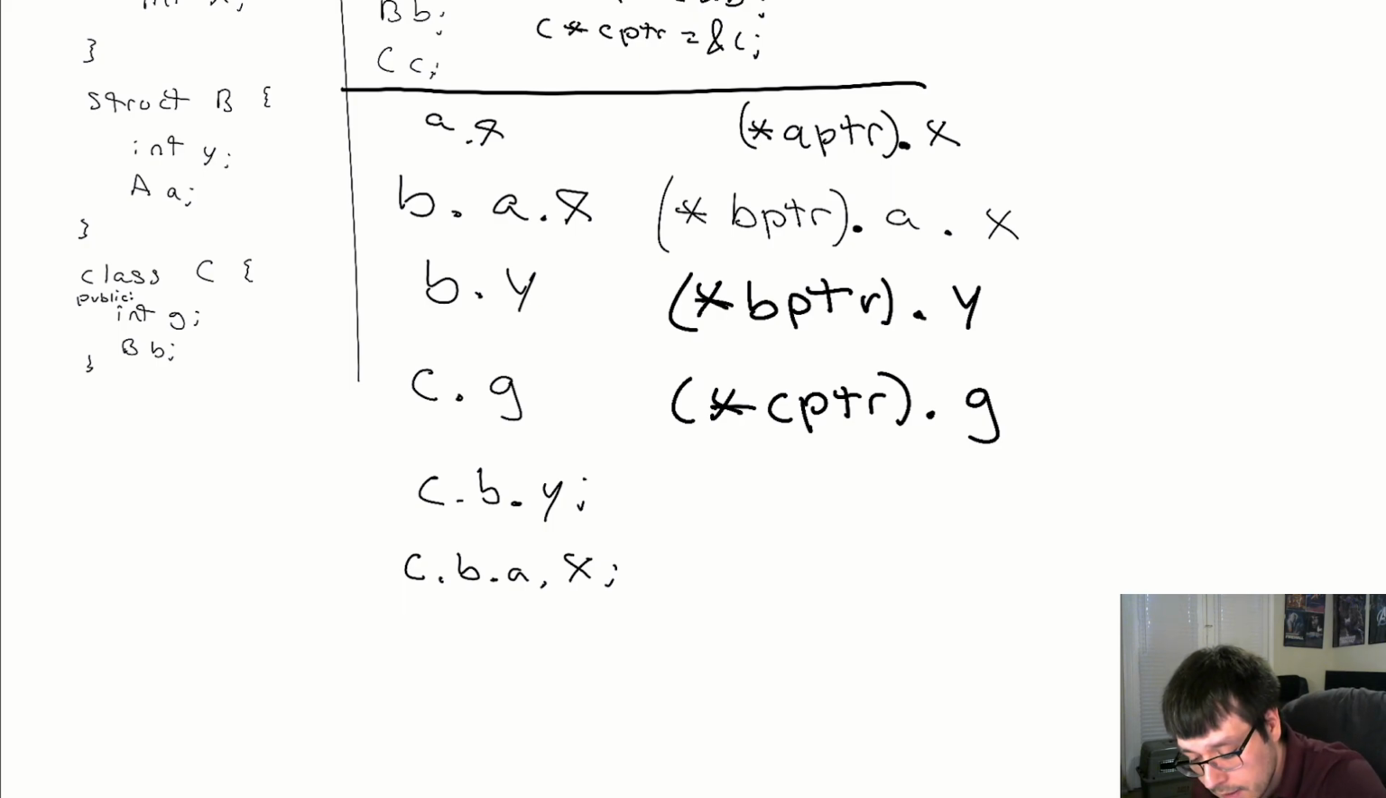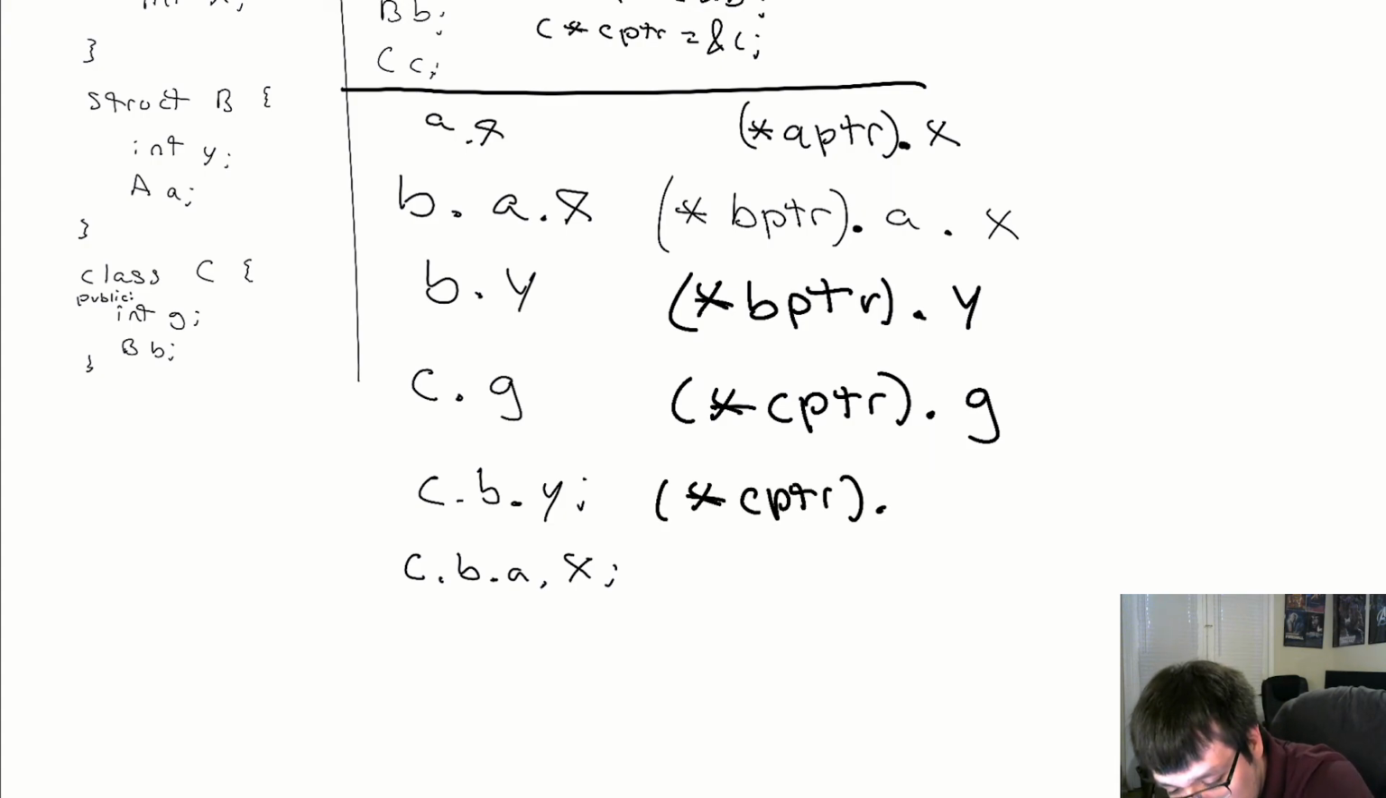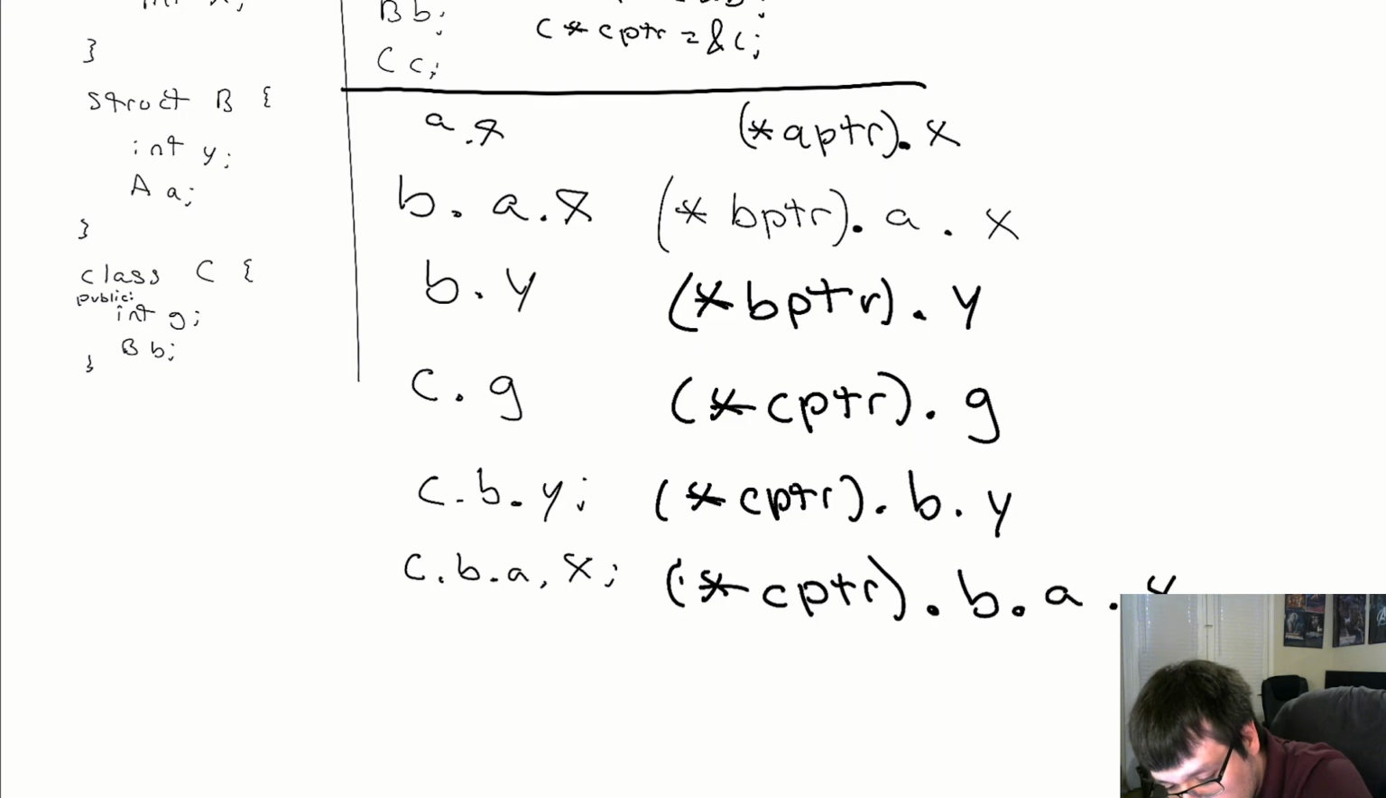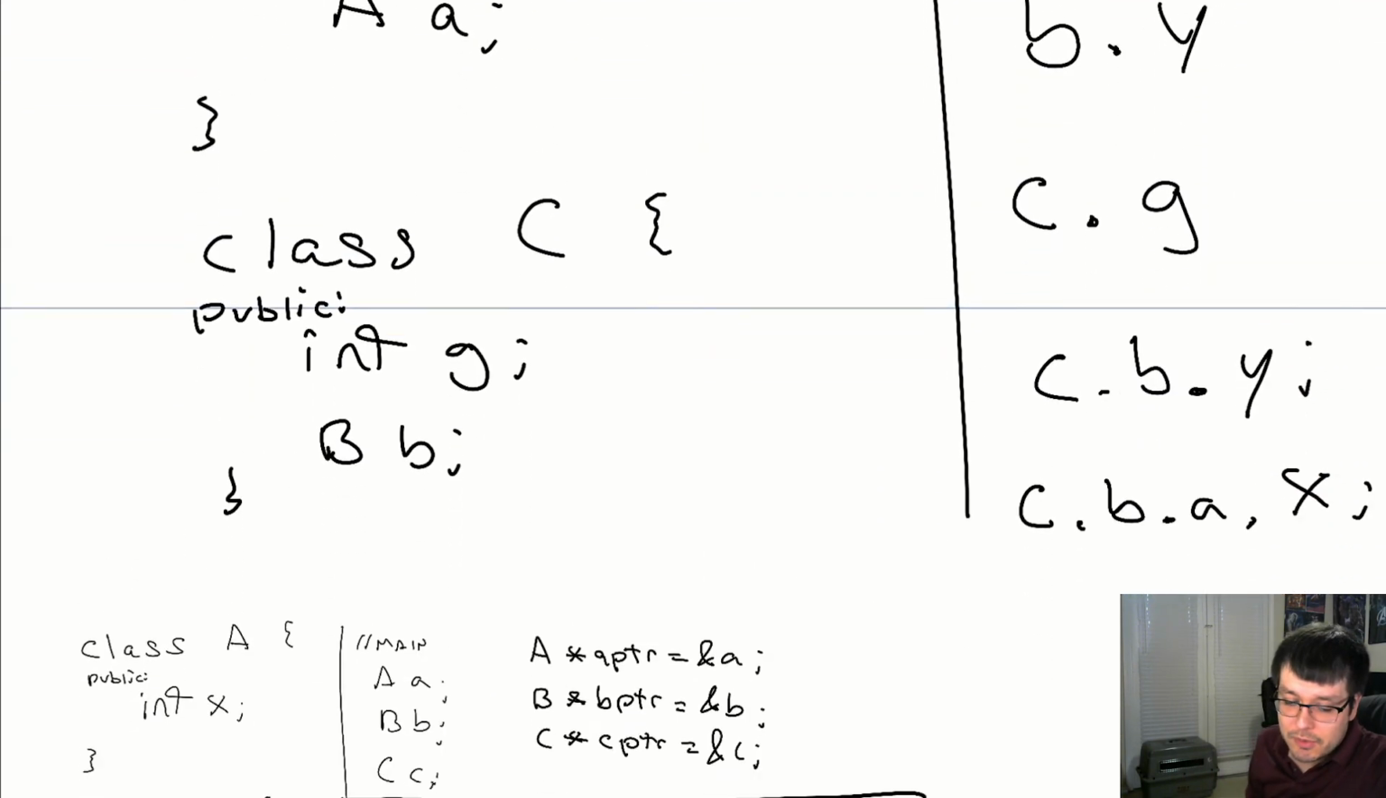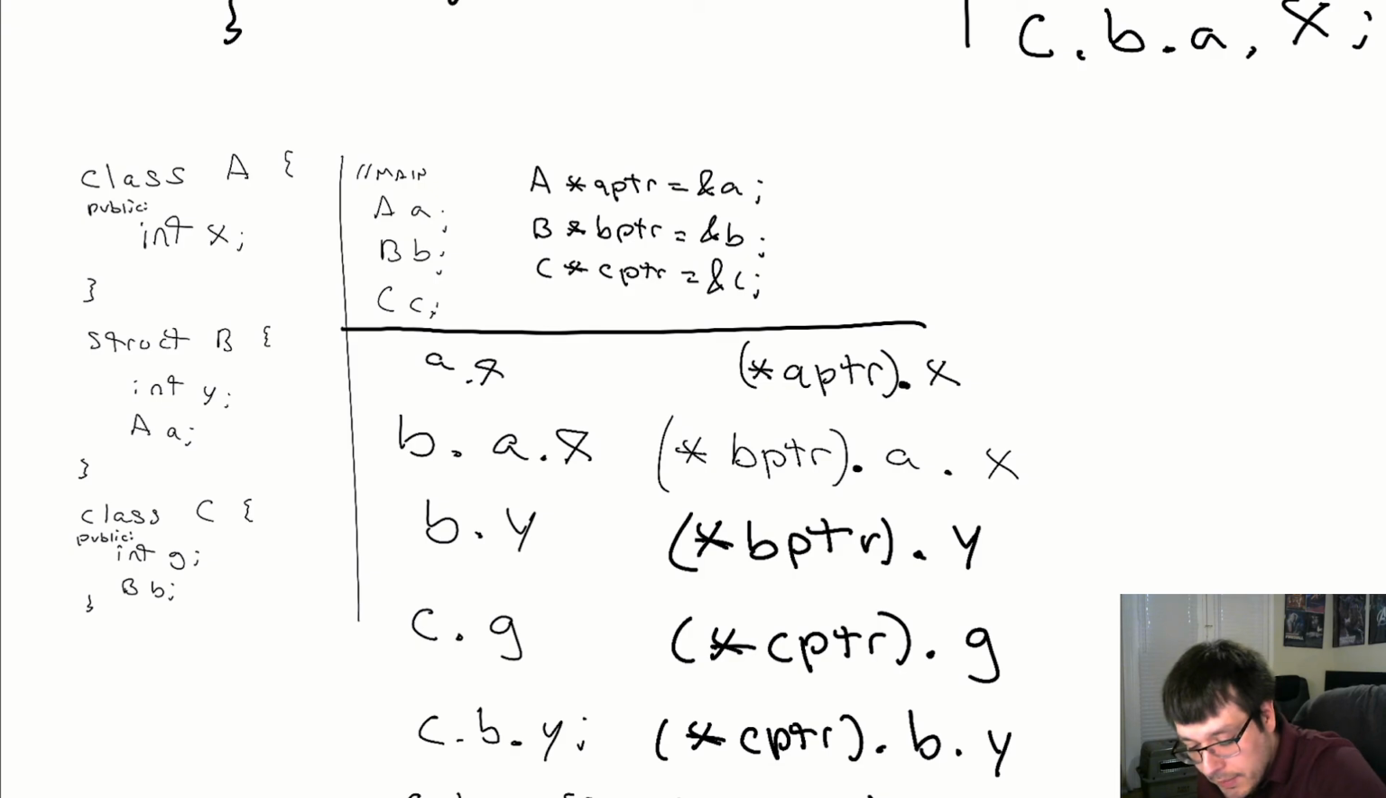Okay, and then let's do the other 2. Actually, I'm gonna do them fast because this is not what I had in mind. So I'll just do this quickly. This will become B, and then this will become Y, and I assume you can see that this one will be CPTR.B.A.X. Okay, but that's not what I was trying to do. I gotta tweak my example slightly to show you what I really wanted to show you.